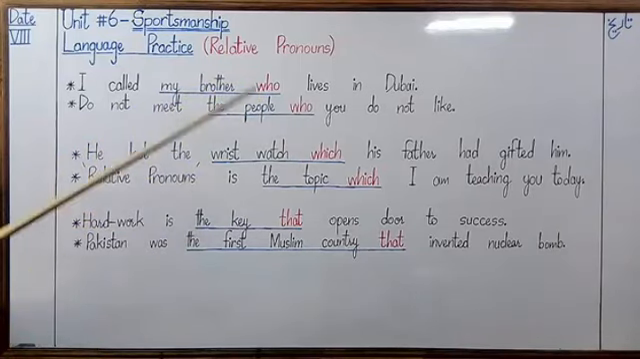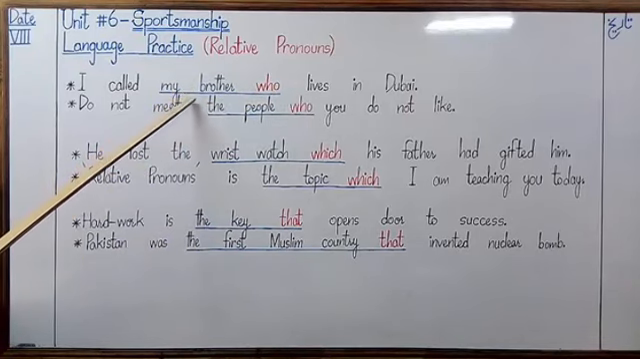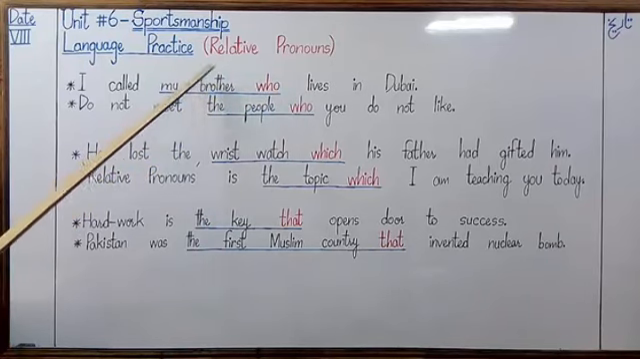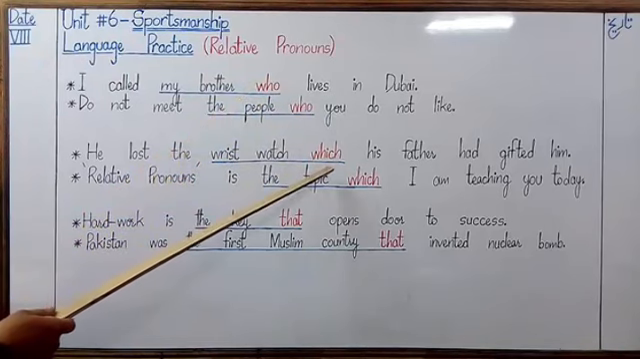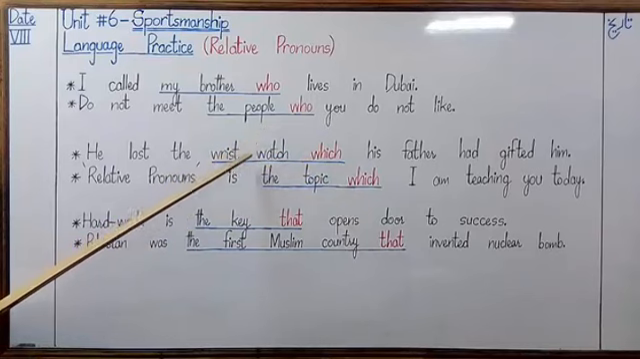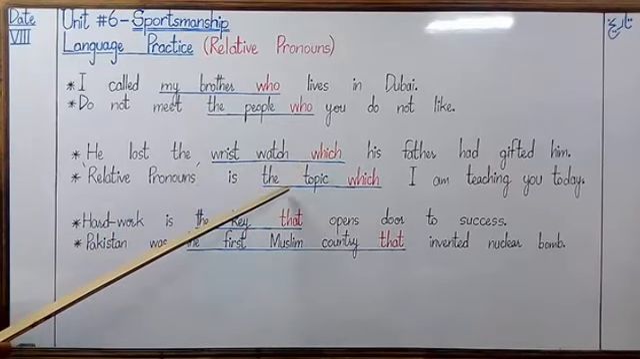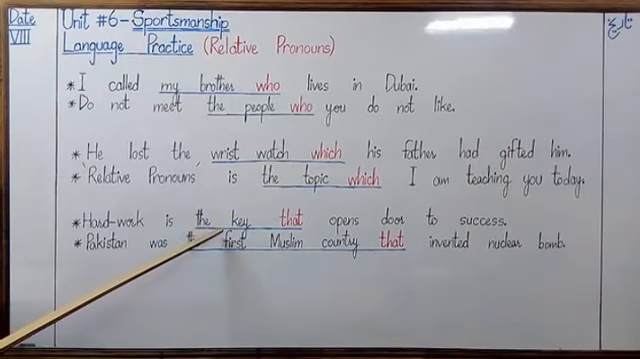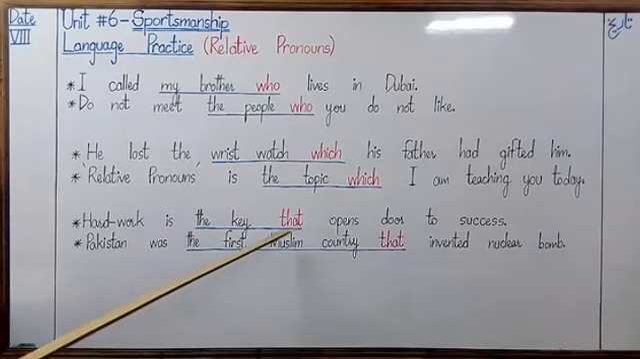Because this who is relating back to my brother. I called my brother who lives in Dubai. So this who is relating back to my brother. This who is relating back to the people. This which is relating back to wristwatch, and this which is relating back to the topic. This that is relating back to the key, and this that is relating back to the first Muslim country.